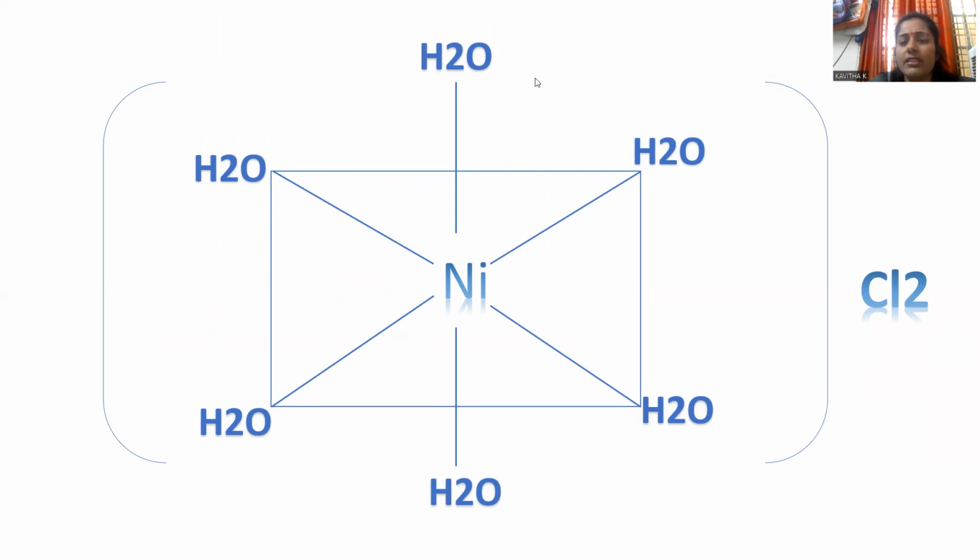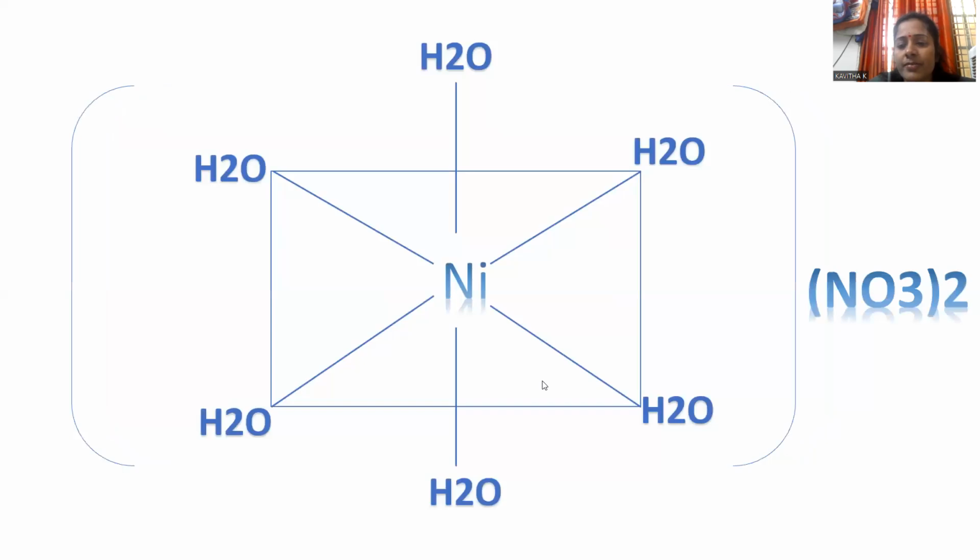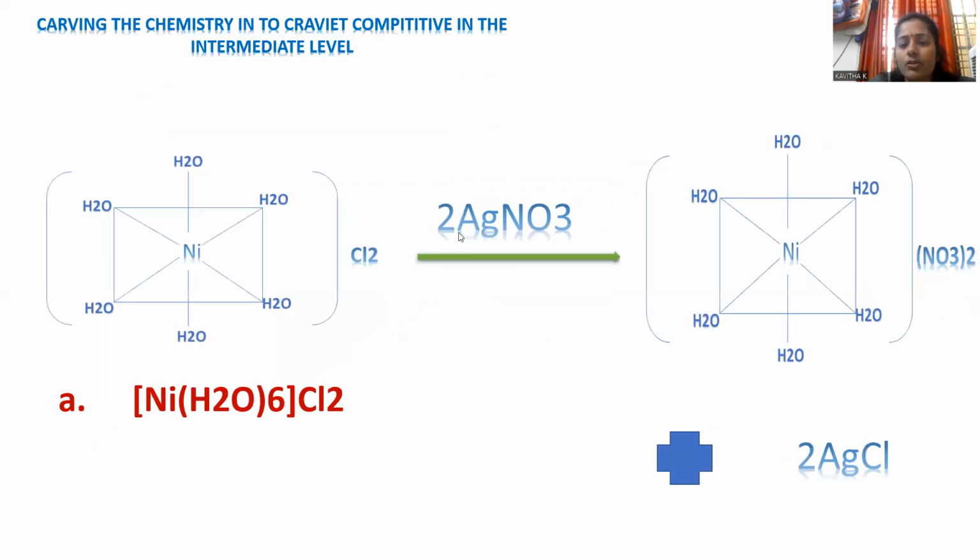Central nickel is surrounded by a set of 6 aqua ligands in the sphere of coordination, and the chlorides are in the outer sphere. Whenever it is treated with 2 moles of silver nitrate, the chloride ions are easily replaced with nitrates, and silver precipitates chloride as silver chloride, which is a milky white precipitate. Its coordination sphere is indicated as Ni(H2O)6 Cl2, right?